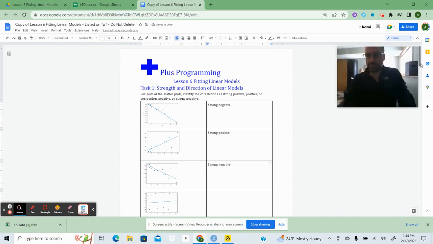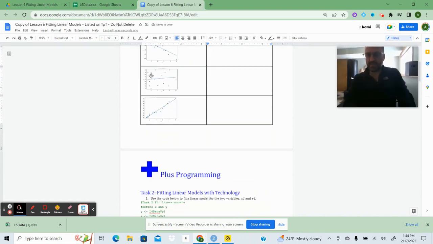Here, this appears to be no correlation. The line's kind of going up, but most of the points are way far away from it. So here, this seems to be a strong positive. The line of best fit is going up, and most of the points are close to it.